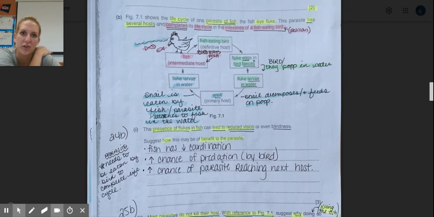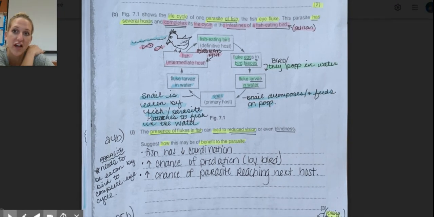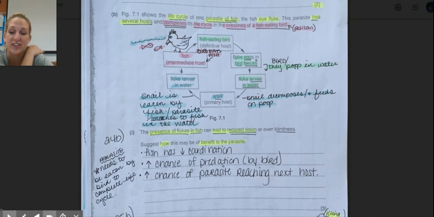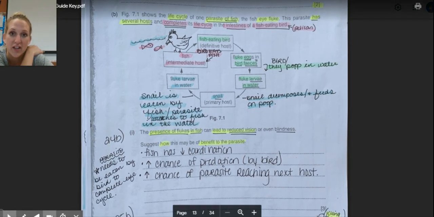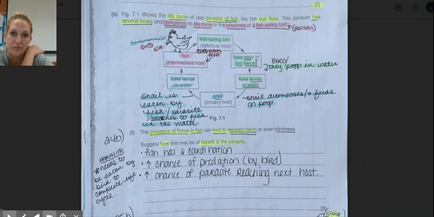We see a life cycle of a parasite in a fish. It's the fish eye fluke. This parasite has several hosts. So I did the different hosts in different colors. I'm sorry, I didn't. I did the different scenarios in different colors, but they have 3 hosts. They have a bird, they have the snail, and then they have the fish.